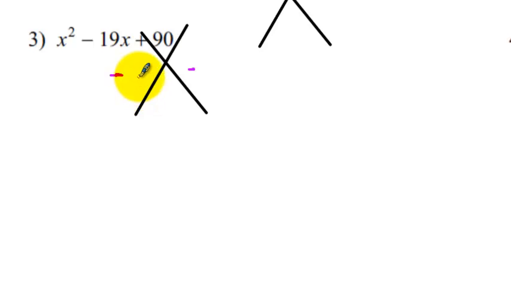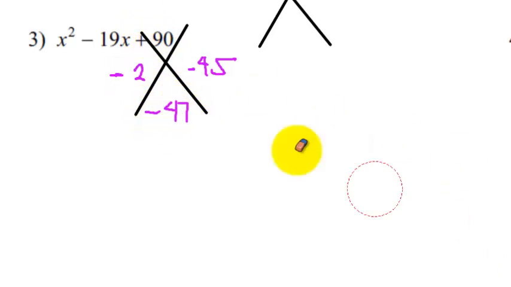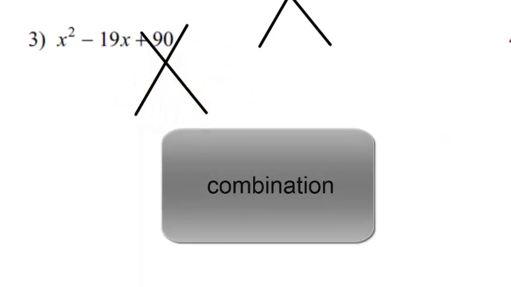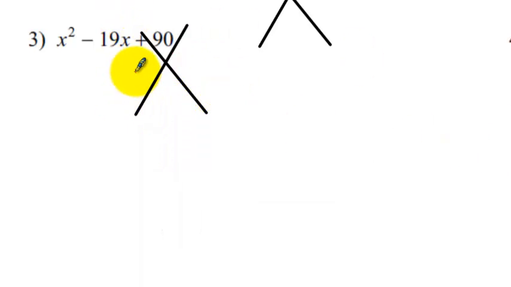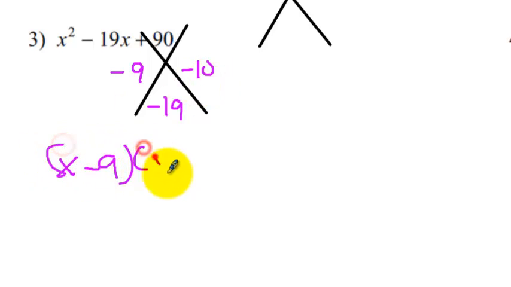Let's try negative 2 and negative 45. Negative 2 times negative 45 is 90, but if you add these two, you are going to get negative 47. Now we need negative 19. Let's find another. You can have negative 9 and negative 10. The product is 90. The sum is negative 19. So this is the combination that we need. x minus 9, x minus 10.